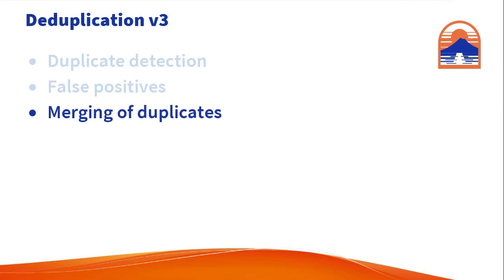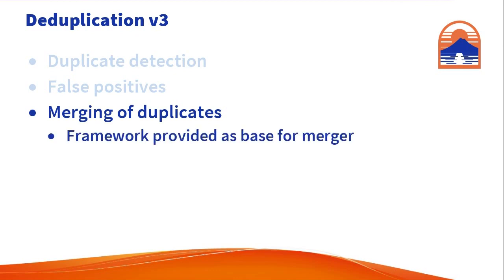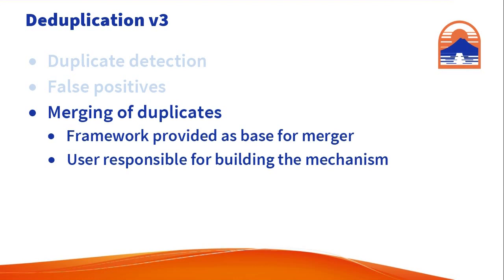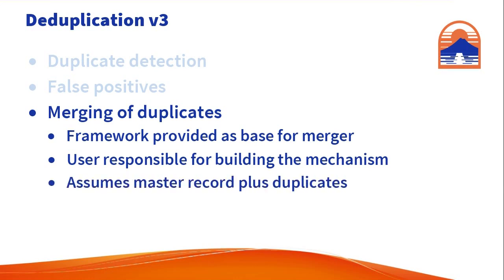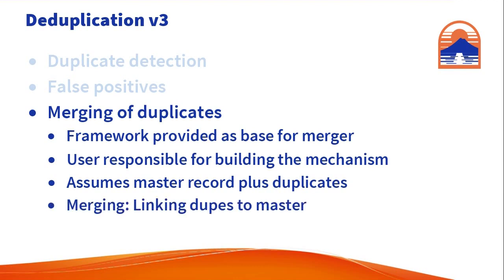The final deduplication module allows for the merging of true duplicates. Merging duplicate records is one way to handle authentic duplicates. For instance, it is a mechanism used by the Airtable deduplication block. It is important to note that deduplication routines only supply the framework for implementing such a mechanism, which almost certainly would be very application-specific. Architecturally, the routines assume a master record to which duplicate records are linked.